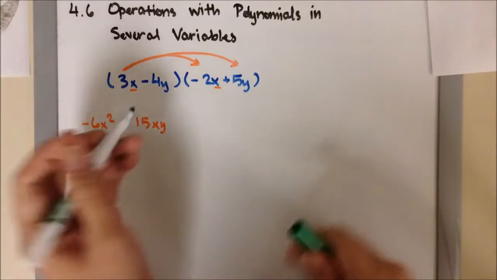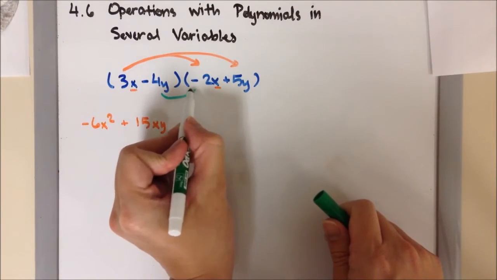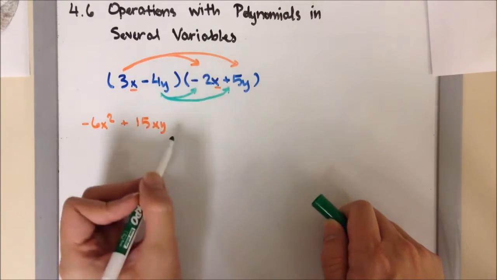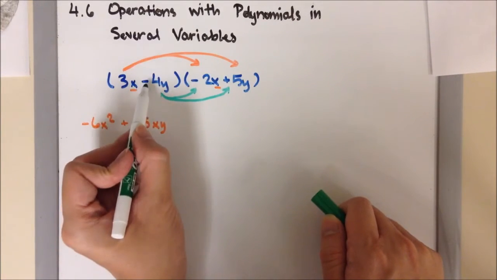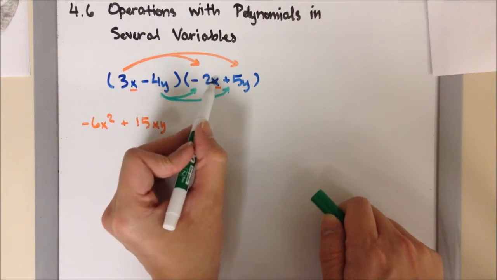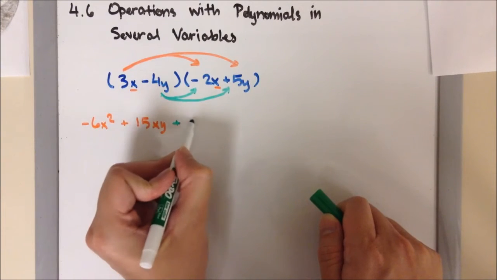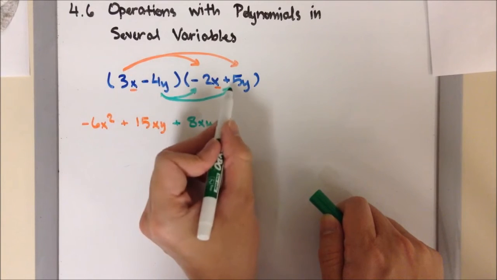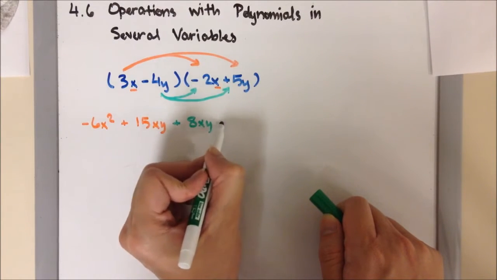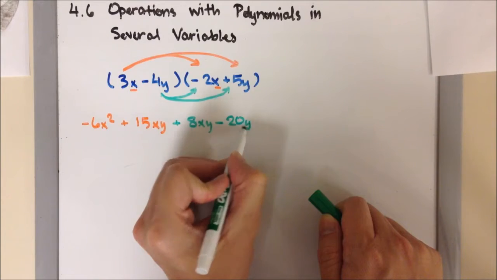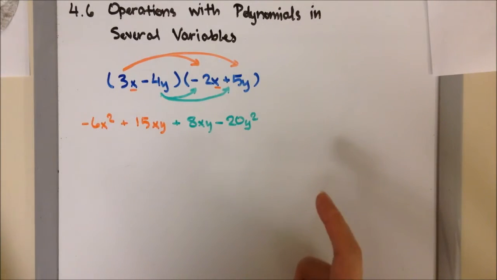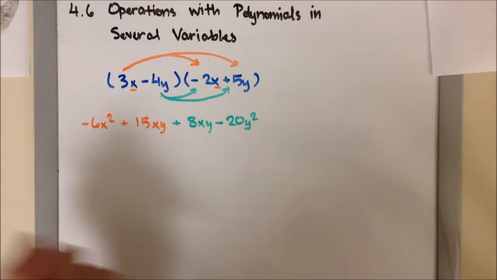Next is the negative 4y, and I'm going to multiply it to the two terms inside the second set of parentheses. Negative 4y times negative 2x will be positive 8xy. Negative 4y times positive 5y will be negative 20y squared. Alright, I finished FOILing. Now I'm going to combine like terms.